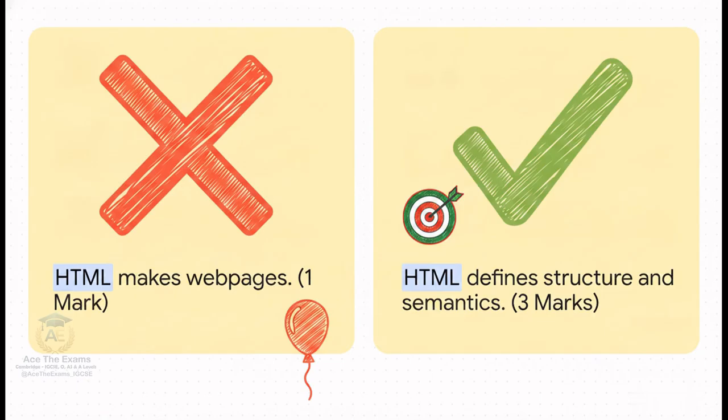On the left, we've got a safe but kinda shallow mindset. HTML makes web pages. I mean, sure, it's not wrong, you might scrape 1 mark, but look at the right. HTML defines the structure and semantics of a web page using tags. Boom, 3 marks. The left is just a generic description. The right, that's a targeted explanation. Today, we're going to transform your revision from that left column straight over to the right.